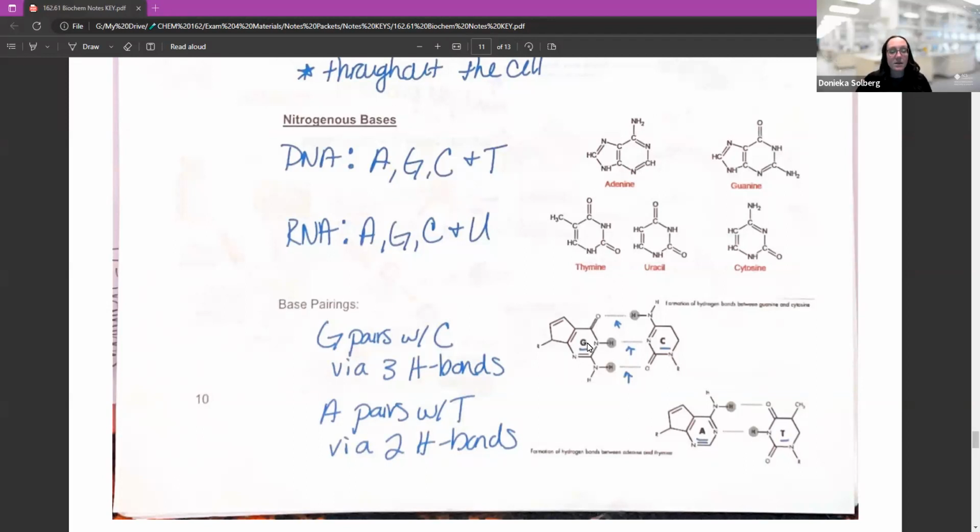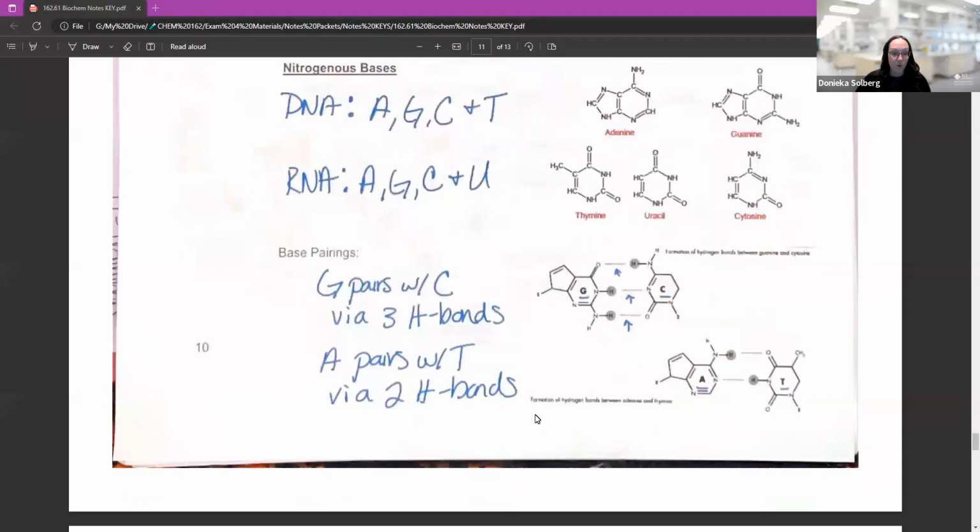And you'll notice each of these pairings is between a 2 ring aromatic base and a 1 ring aromatic base. So G and C, this is G, it's a 2 ring aromatic base attracted to a C, which is a 1 ring aromatic base. Same thing with A and T, but it's only 2 hydrogen bonds. This is a 2 ring aromatic base attracted to a 1 ring aromatic base. Okay, so those are our base pairings, and you can tell what the DNA really says based on this code.